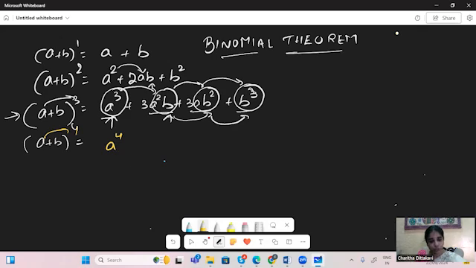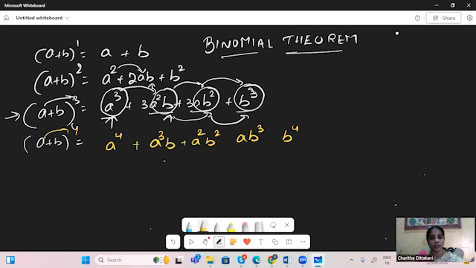Next, it could be a to the power 3, decreasing, and b to the power 1. Next, again a square, another step down, b to the power 2. So a is gradually decreasing and b is gradually increasing there. Got it? Next, a with b to the power 3, and now a will be taken to the power 0 there. So a to the power 0 is always 1, and b to the power 4 there. Understood that? Right.